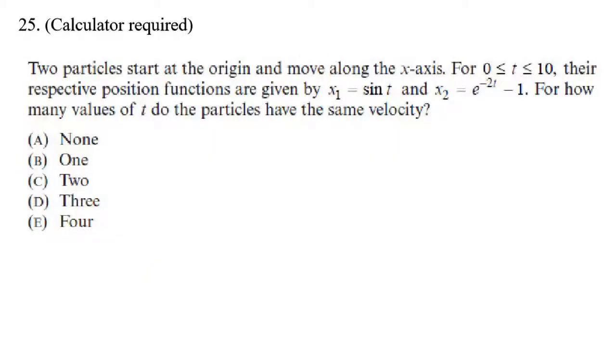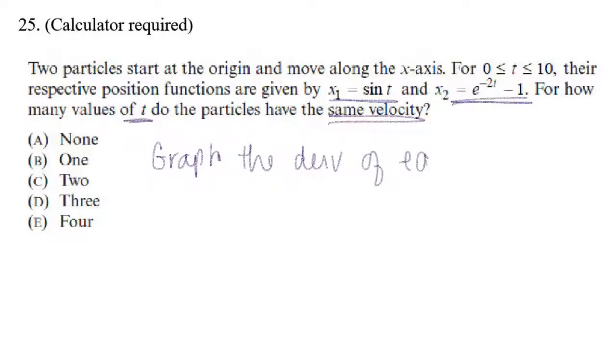Okay, this is a calculator problem, and you're given 2 position functions, sine of t and e to the negative 2t minus 1, and you're asked how many values of t do the particles have the same velocity. So what we need to do for this problem is to graph each one of these functions, and really we need to graph the derivative of each function. And then after you do that, you need to find points of intersection, but it's over the closed interval from 0 to 10. And this is a problem we'll do in class, but if you want to try it, please, I encourage you to do so. The answer here is D.